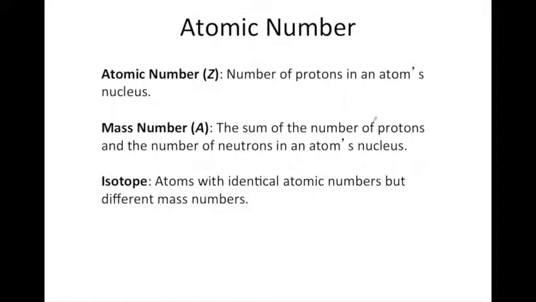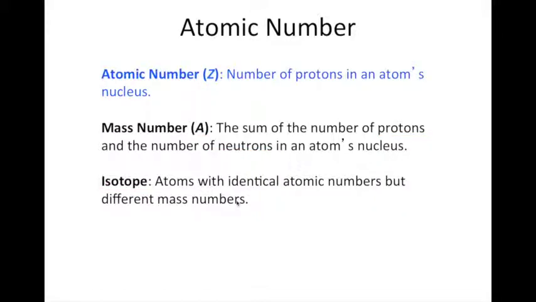So let's talk about a few definitions. First of all, the atomic number, Z, is the number of protons in the atom's nucleus. The mass number, abbreviated as A, is the sum of the protons and the neutrons in the atom's nucleus. And isotopes are atoms that have the same atomic number but different mass numbers. So isotopes are atoms with the same number of protons but different numbers of neutrons.